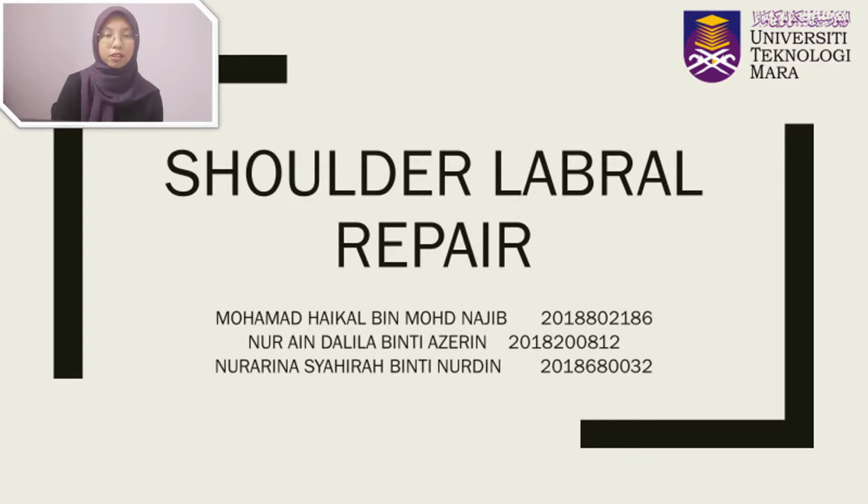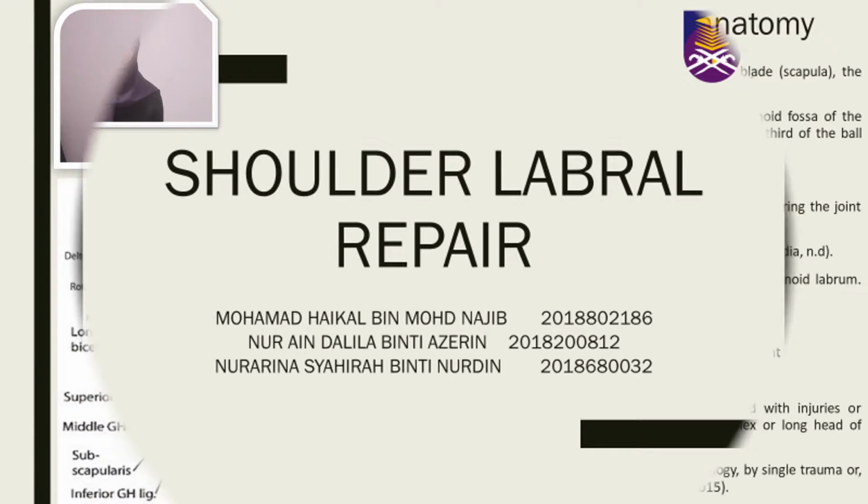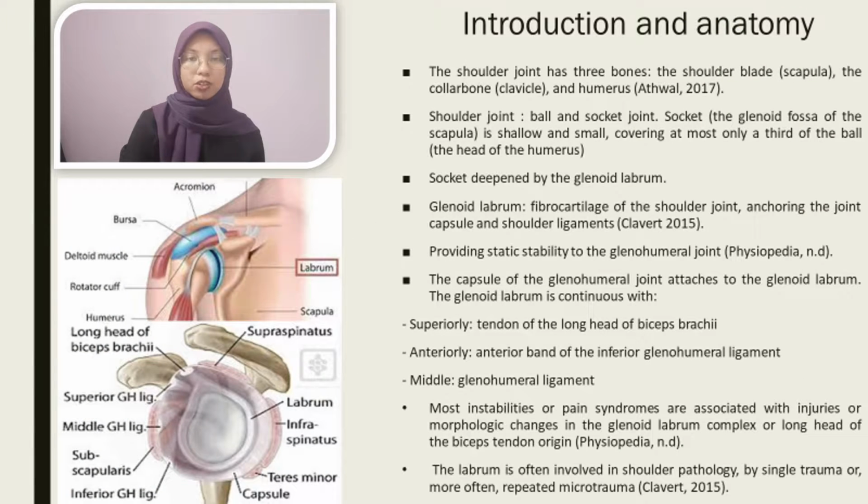So today my friends and I are going to present on shoulder labral. First, let's take a look at the anatomy of the shoulder joint. The shoulder joint is made up of three bones, which are the shoulder blade, the collarbone and the humerus. The shoulder joint is considered a ball and socket joint.